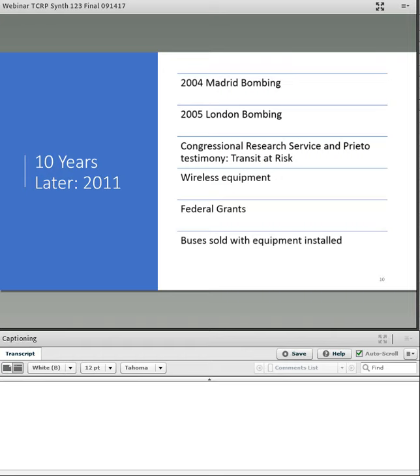Following that, 10 years later, 2011, we go back and we look again, and more things happened. There was the 2004 Madrid bombing, where close to 200 people were killed. In London, 52 people were killed. There was Congressional Research Service and Prieto testimony in Massachusetts. Prieto was the research director for the Homeland Security Partnership Initiative, and he worked at the Kennedy School of Government, and he testified that transit is truly at risk. It's a frequent target, and a great target for mass casualties.